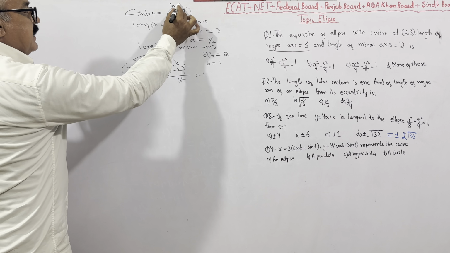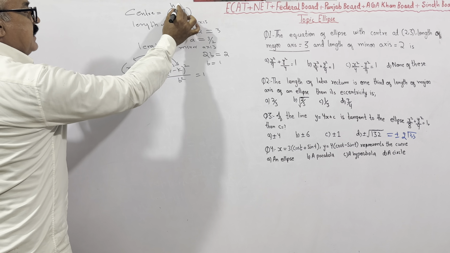We have the value of a square, b square, and the value of m, and we are interested in finding the value of c. So c is going to be plus minus the square root of a square, which is 8, times m square, m is 4 so 4 square, plus b square, which is 4. So c square is equal to plus minus 8 times 16 plus 4. 8 times 16, how much? 128, plus 4, that is 132. So c is plus minus root 132.